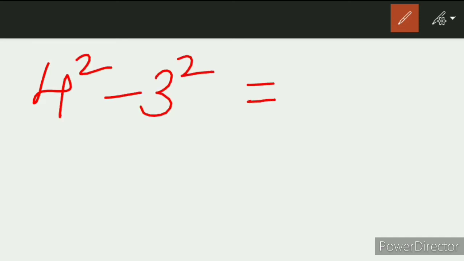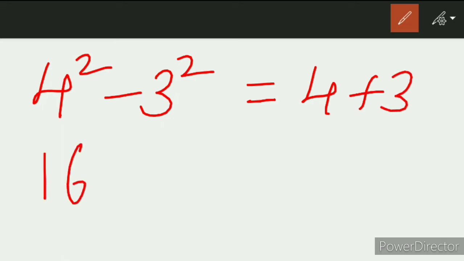Consecutive numbers, that is 4 square minus 3 square is equal to 4 plus 3. How? We'll check now. 4 square value is 16, 3 square is 9, and 16 minus 9 is 7, which equals 4 plus 3. Am I correct? Yes. Another example.